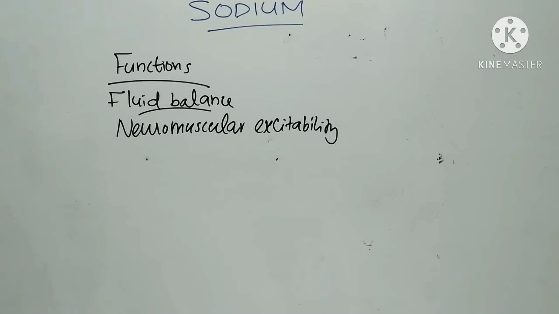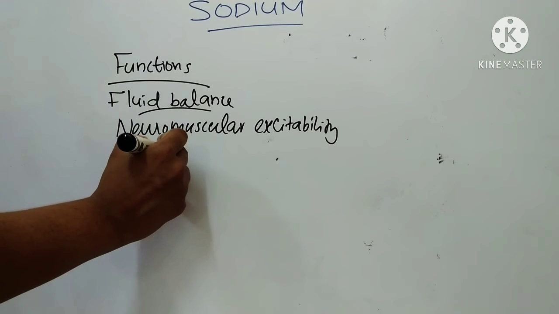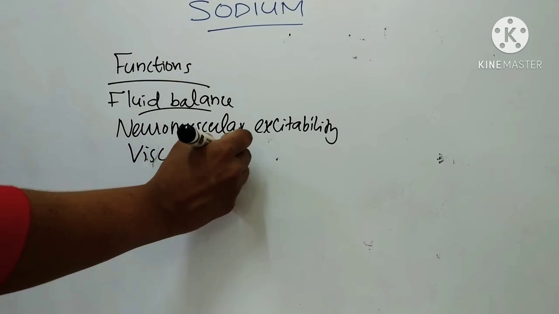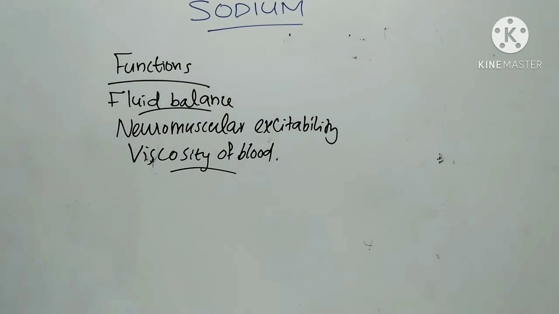Next function is maintenance of viscosity of blood. The salts of sodium with globulins are soluble. Then further, sodium and potassium both help in maintaining the degree of hydration of the plasma protein. That is the function in maintenance of viscosity of blood.